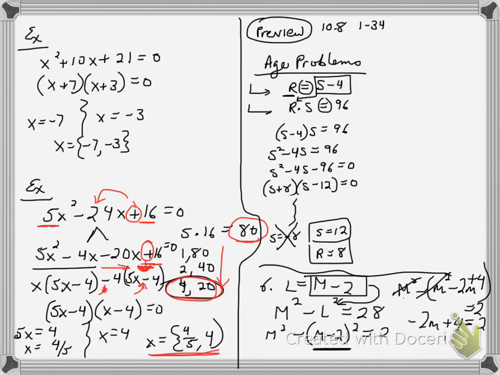Okay. My 4 will transfer over. I'll get a negative on the right and the left side. I'll divide, and my M will be a positive number. And from that point, you can solve the M and the L. Now let's look at one more type of problem.